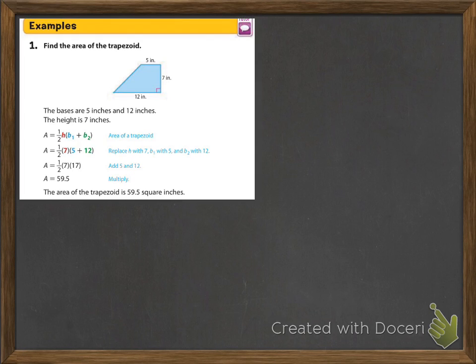Let's look at example 1. It says find the area of the trapezoid. The bases are 5 inches, so let's go ahead and block this out for just a moment. Before we even start looking at the trapezoid, since it's an area problem, we're going to start with the formula. Area equals.